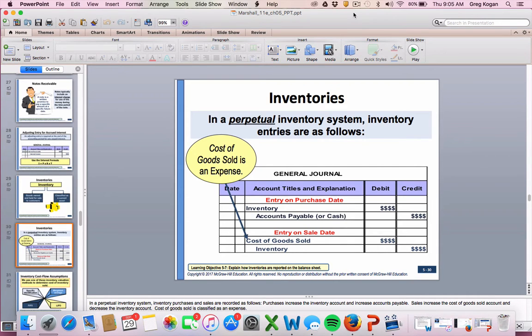So when we record a sale, what happens on the balance sheet? We're getting rid of inventory. Think about it that way: purchases add to inventory, sales remove inventory. Of course, the other part is that sales increase revenue. There's another entry on the date the inventory leaves, where cost of goods sold gets recorded.